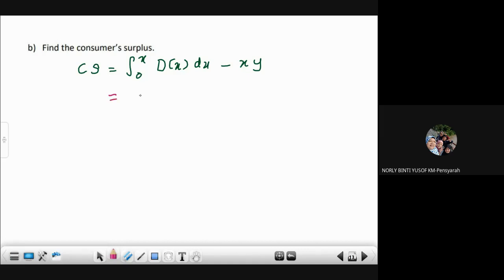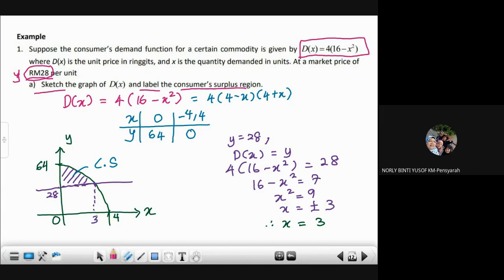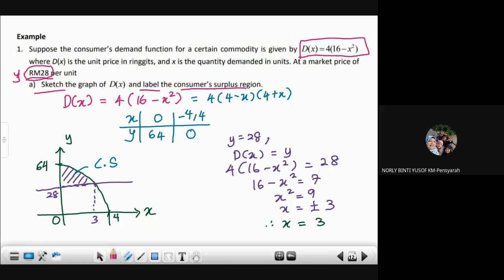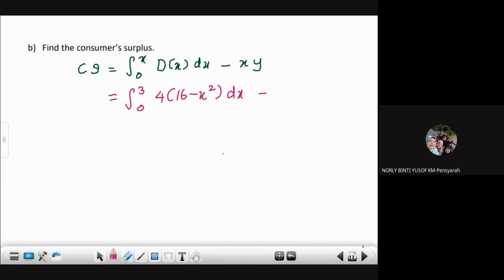So x to 0. Okay, x tu apa? Apa nilai x tu kan? So x should be the one that you find the quantity lah. The level of solutions that you find that is 3 kan? Ni lah 3 ni. Faham tak? So you masukkan dekat you punya formula. The upper limit lah 0 to 3. So demand function you adalah 16 tolak x squared dx tolak xy. So xy tu adalah point ni. 3 darab 28. 3 times 28. Point lah.